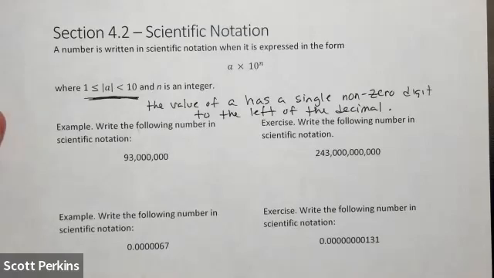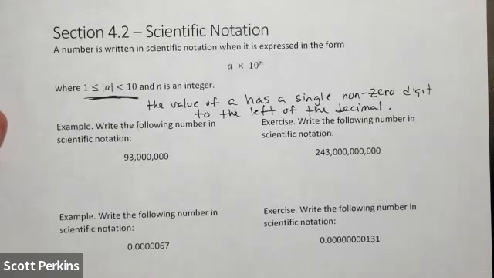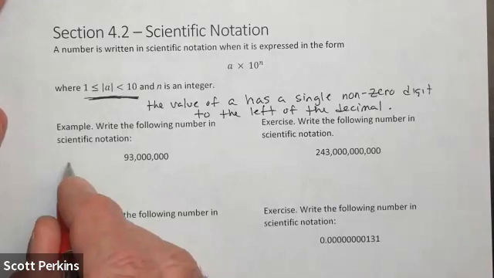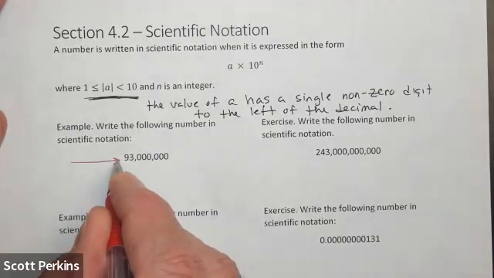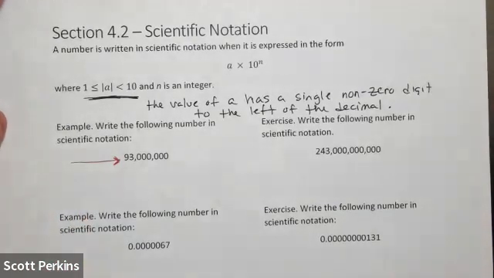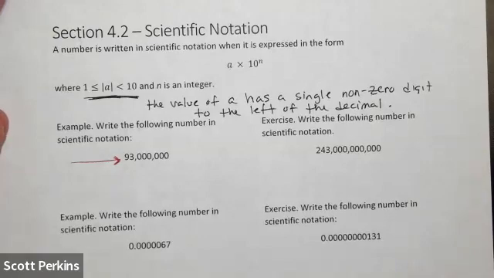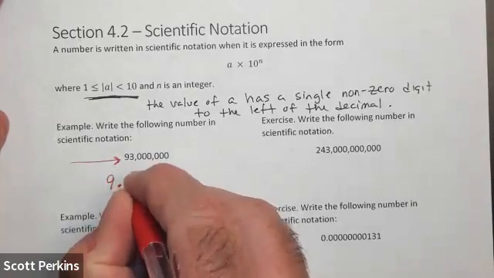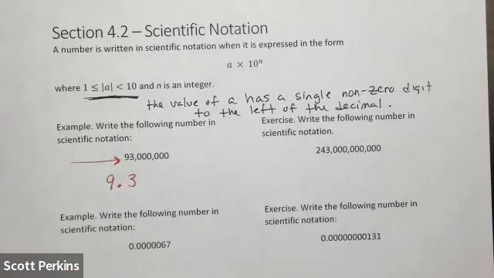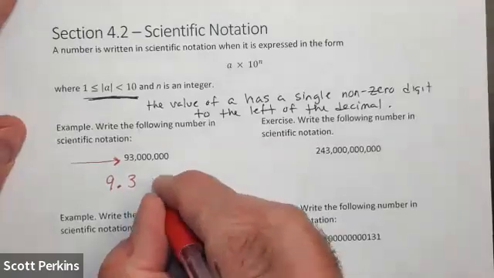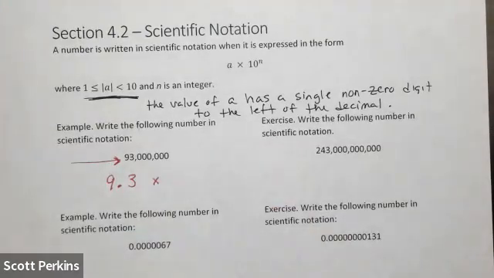So you might be saying, okay, how do I know what the value of A is? Well, here's what you do. You approach the number from left to right, like we're used to reading numbers. What's the first digit that you bump into? 9. So my value of A is going to be 9.3. You put that decimal behind the first non-zero digit you come to. In this case, 9.3 times, and now you give the magnitude of the number.